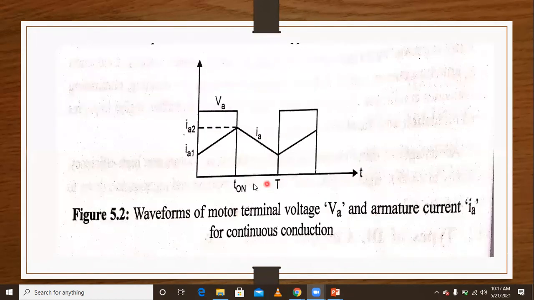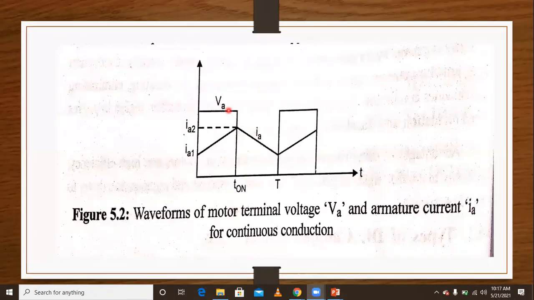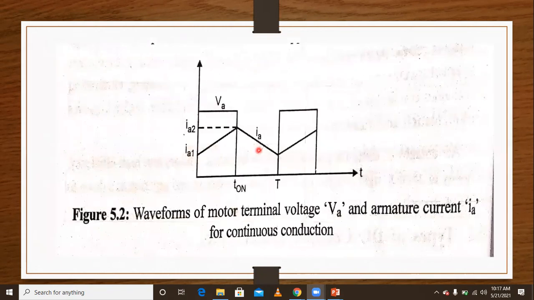That is the time period between Ton and T, Ton less than or equal to t less than or equal to T. In this region, the freewheeling diode conducts, meaning it's short circuiting, so the supply voltage is equal to 0. If the freewheeling diode is conducting, there is a short circuit between these two terminals, and the chopper is also turned off. The motor current freewheels through the diode DF and the motor terminal voltage is 0.